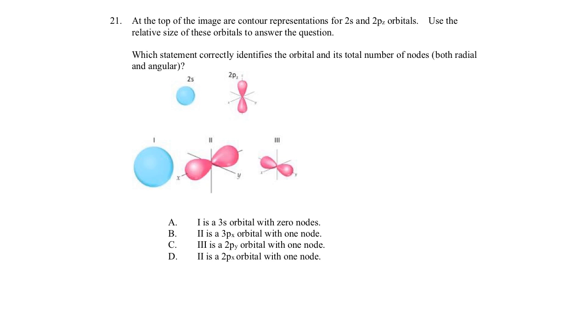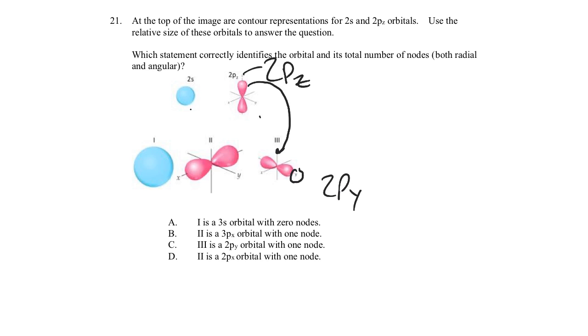So at the top of the image are contour representations for the 2s and the 2p orbitals. Use the relative size of these orbitals to answer the question. So which statement correctly identifies the orbital and its number of nodes? Okay, so the idea here is that this size is similar, and it's just rotated to the y-axis. It's really hard to see, but this is just a pz orbital. The 2pz orbital, it's on the z-axis.